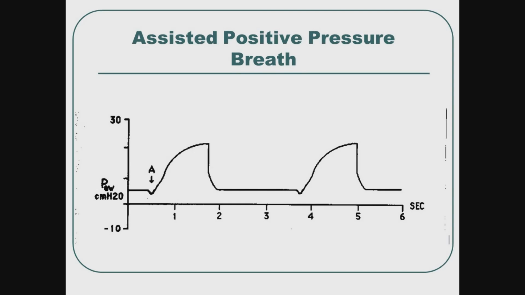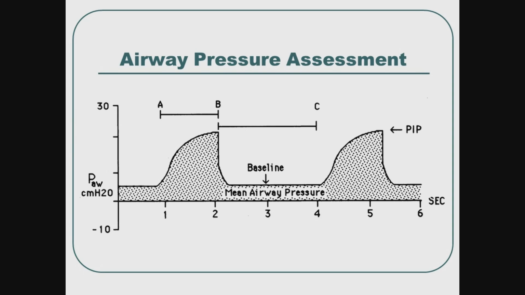And here's one where the patient initiates that mandatory component with a spontaneous effort at point A, that little dip in pressure, be it flow triggering or pressure triggering, that starts that in breath, but it's an assisted positive pressure breath. And there's our mean airway pressure, where the distance from A to B is the inspiratory phase, from B to C is the expiratory phase.